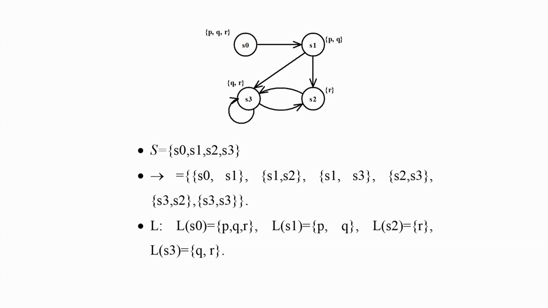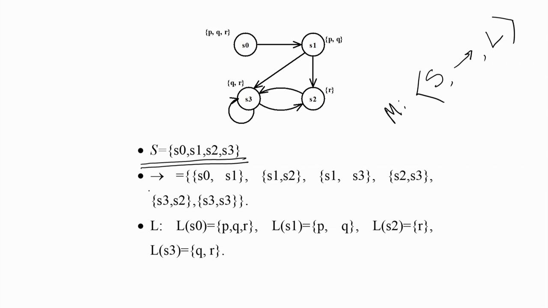Now, as a simple example, you just see this is a finite state machine. We are having four states, S0, S1, S2 and S3. So, this is the set of states. The first component is S, because it defines the model as S, transition relation and labeling function. This is the model M for Kripke structure. So, the set of states S is nothing but S0, S1, S2 and S3.